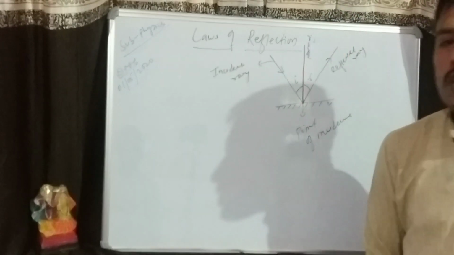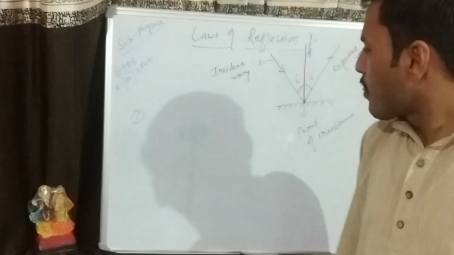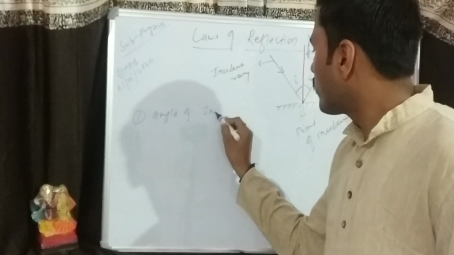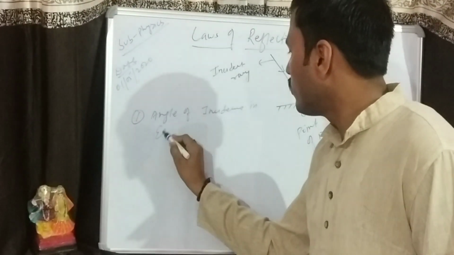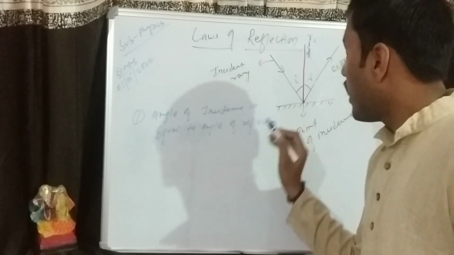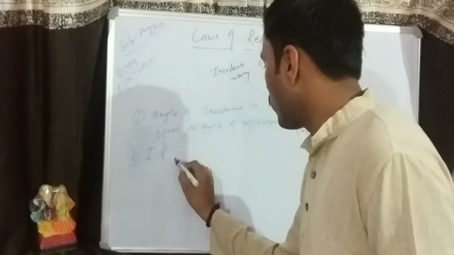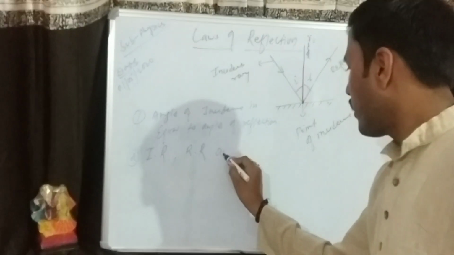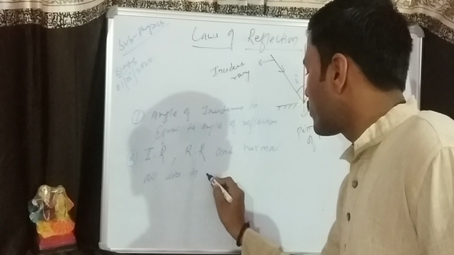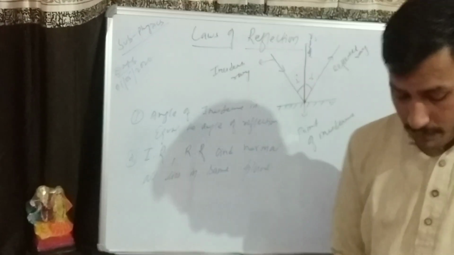So there are two statements for the laws of reflection. The first one is that the angle of incidence is equal to the angle of reflection. And the second one is that the incident ray, the reflected ray and the normal all lie in the same plane.